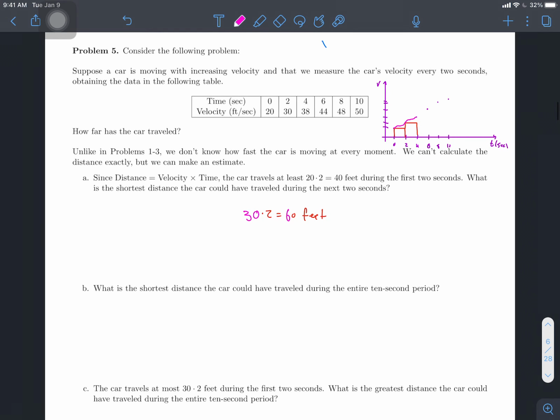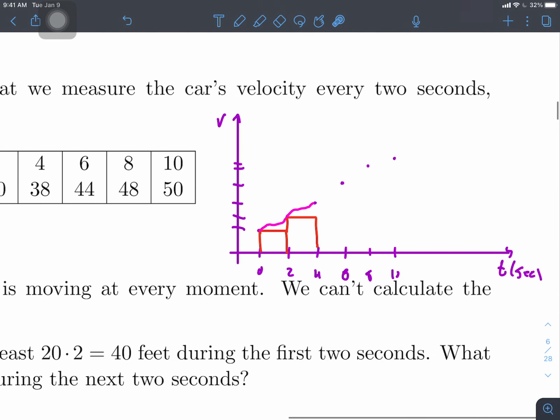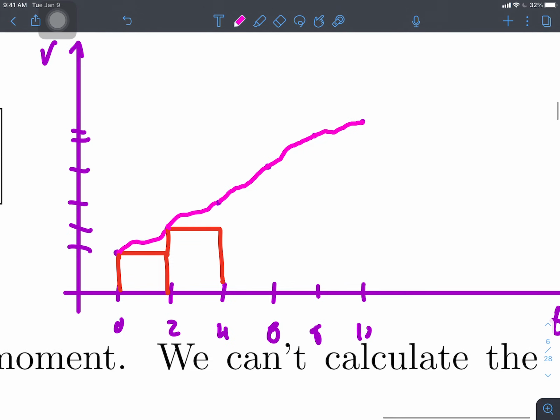Okay, so how do we actually find the shortest distance that the car could have traveled during the entire 10-second period? Well, we're just going to keep repeating this process. We have 5 subintervals: 1, 2, 3, 4, 5. For each subinterval, I'm going to make a rectangle, and the height of the rectangle is going to be the lowest possible height of the function on that subinterval. If I know the function's always going up, then the lowest point in each subinterval is always going to be the one on the left. So I get something which looks like this.